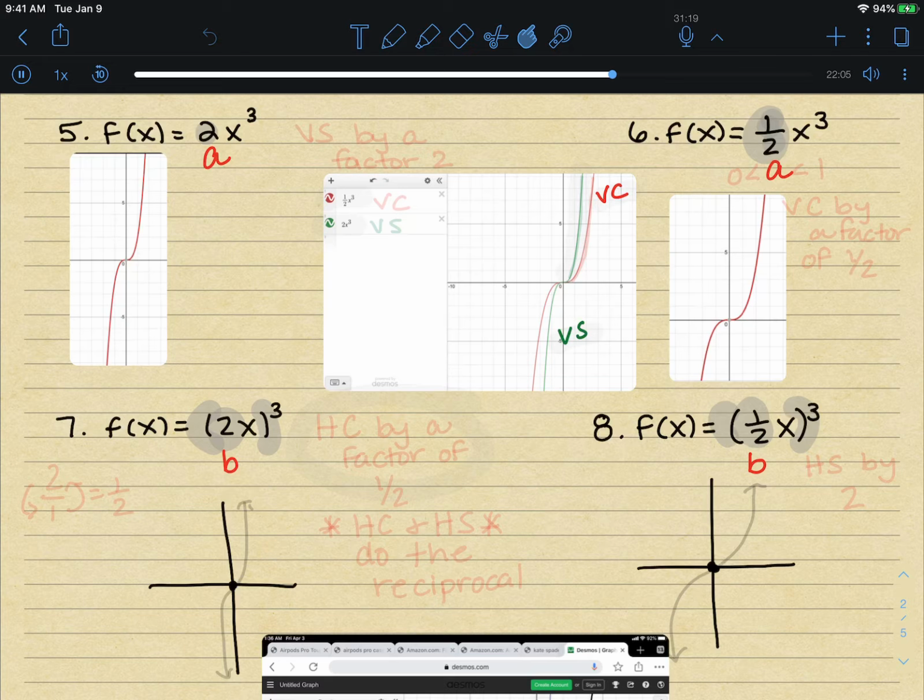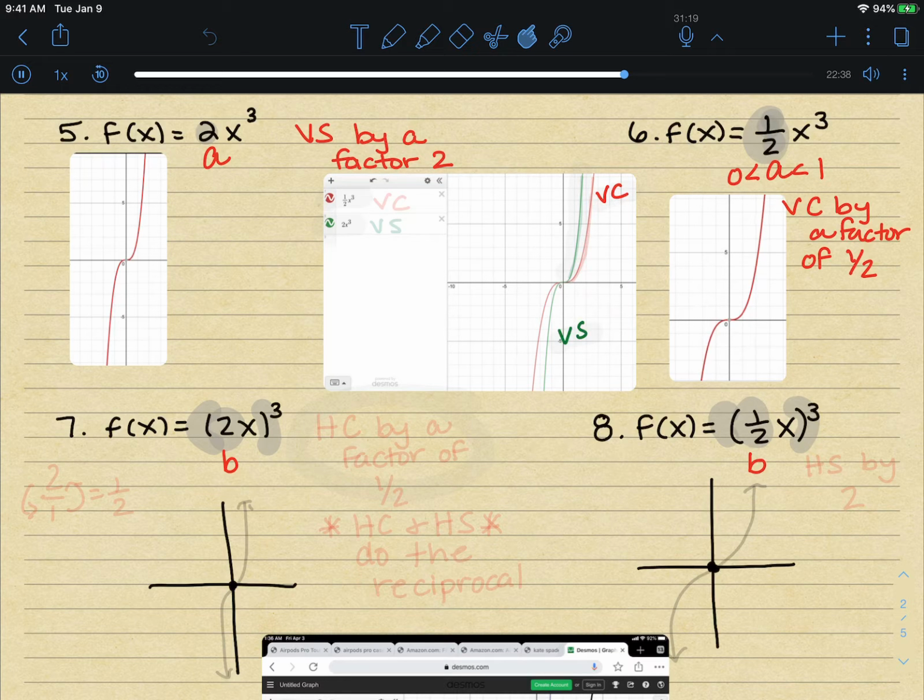Now, if it is a whole number, that means that this one right here is going to be a vertical stretching by a factor of 2. Whereas the other one, because it's a half between 0 and 1, it's going to be a vertical compression by a factor of a half. And this one right here, remember they're the opposite.